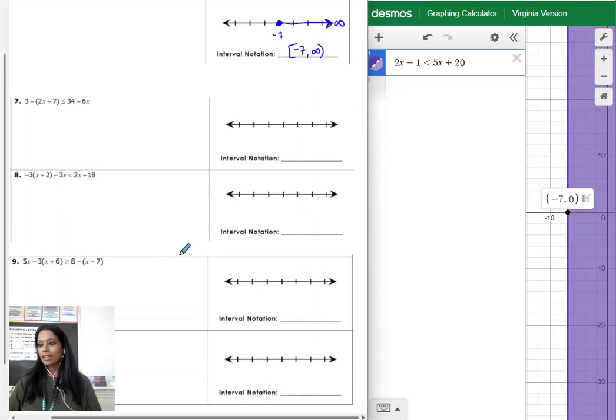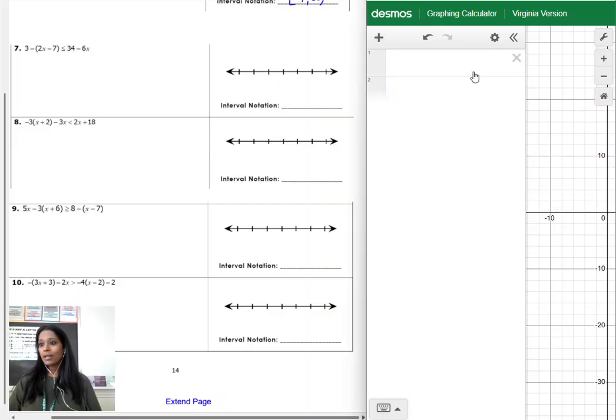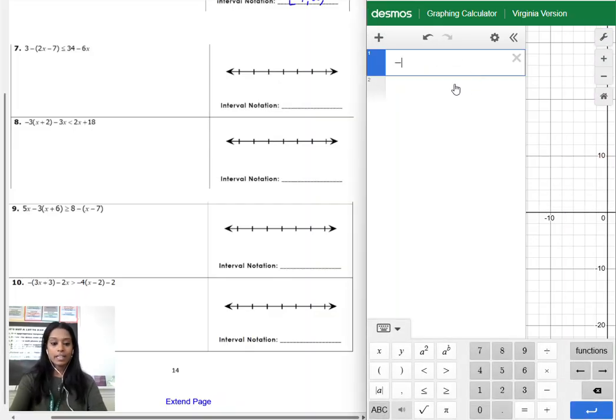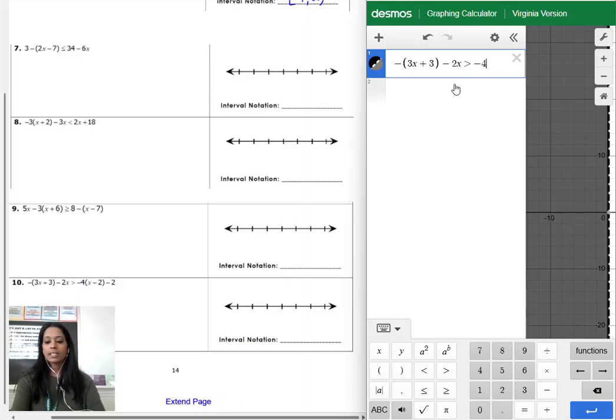As they get more complicated, I encourage you guys to do it in Desmos. Like, for example, number 10, super complicated. You can definitely try it by hand. On the answer key that I have in Schoology, I definitely went through all the steps, so you can look at it. But I'm just going to do it in Desmos a second.